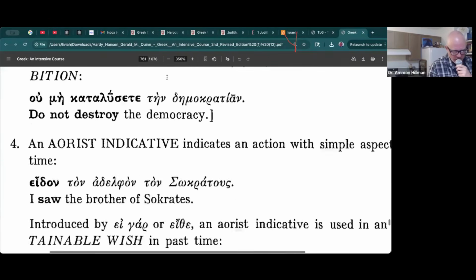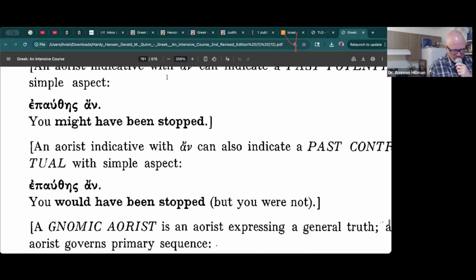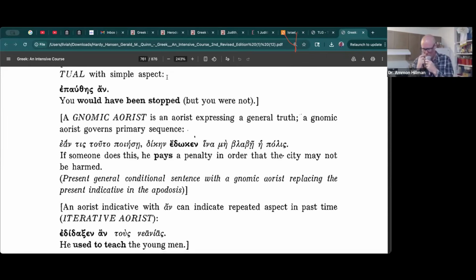Okay. Now, where's our gnomic aorist? Counterfactual, conditional. Boom. There it is. A gnomic aorist is an aorist expressing a general truth. A gnomic aorist governs primary sequence. And look what they do. They give us a present general conditional. What's our present general? It's a does, right? With a noun aorist replacing the present indicative in the apodosis.